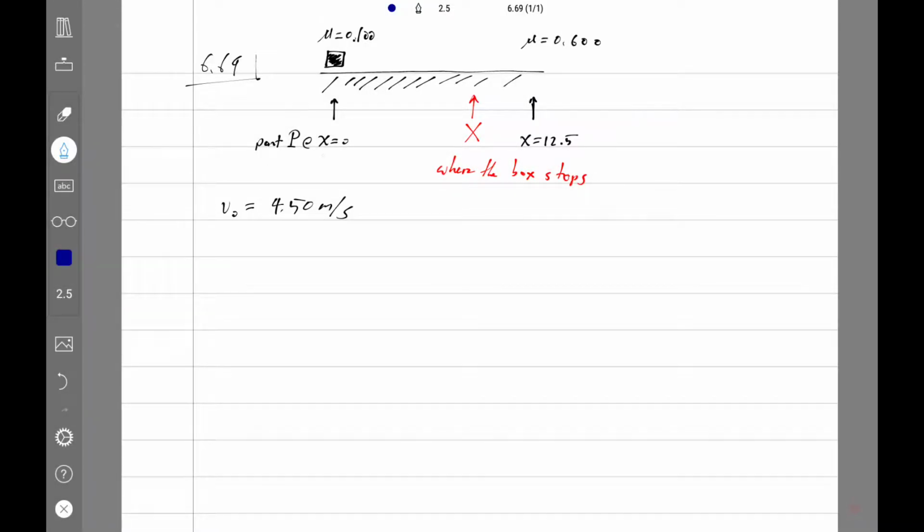These numbers, these distances, are given so that we can figure out how mu changes with x. So mu is a function of x. We know that mu at x equals 0 is 0.100, too many zeros. We know mu at 12.5 is 0.600, and we know that mu changes linearly. So we just have to figure out the linear equation. Mu as a function of x is going to be like a mu naught plus a slope times x.